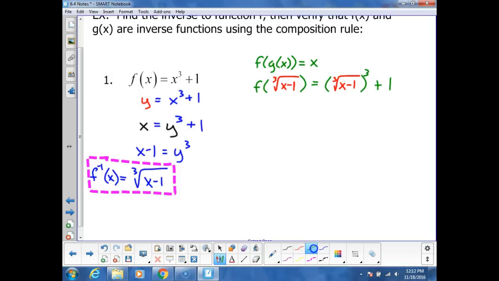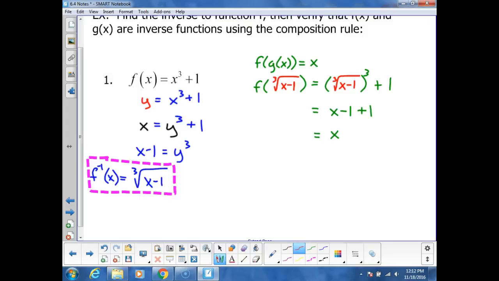Cube and a cube root cancel each other out, so that leaves me with x minus 1 plus 1. Minus 1 plus 1 cancels itself out, leaves me with x. So we're good through there.